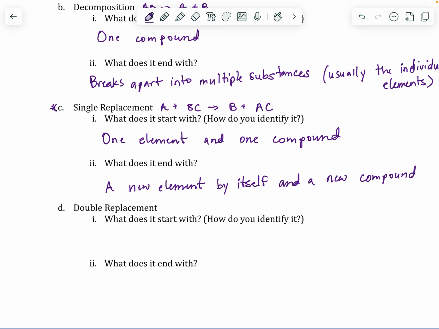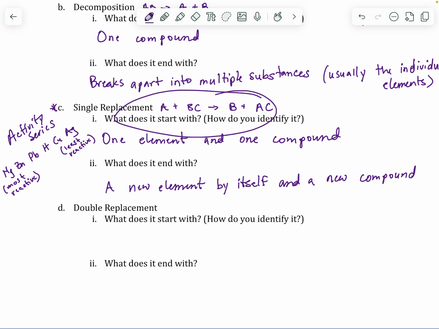we do have our activity series that we have to make sure that we remember to use to see if a reaction will occur or not. And again, the activity series that we use is the one that we created in lab in our class, where we have magnesium, zinc, lead, hydrogen, copper, and silver. The most reactive on this list was the magnesium, and the least reactive was our silver.